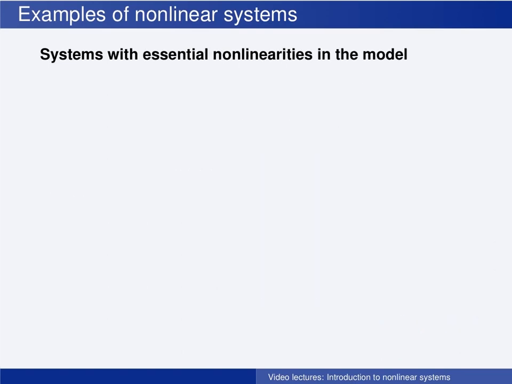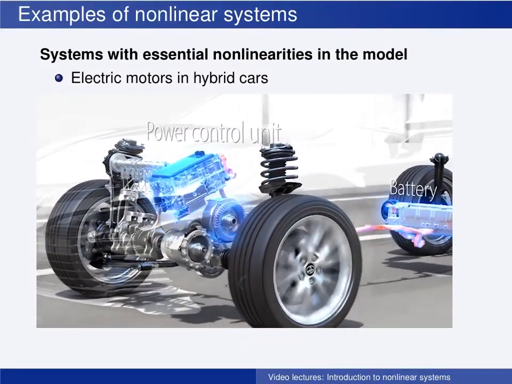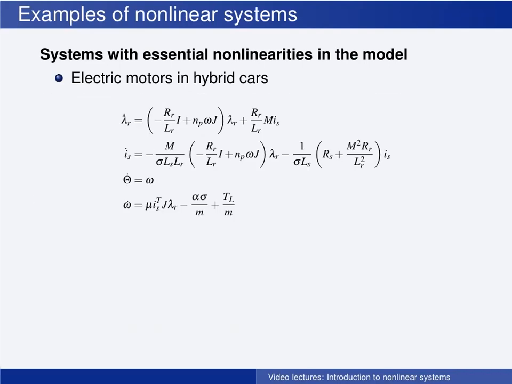For other systems, you may find when you model them that they can be linearized, but that the linear approximation will be a poor representation of the system because there are nonlinearities that are essential in the model and which disappear when linearizing. Take for instance electric motors in hybrid cars. Without going into the details of the model, you can notice that there are quadratic terms here, like here we have the state omega multiplied with the state lambda r. And if we linearize this model, these quadratic terms will disappear, and it can be shown that the resulting model will not give an adequate description of the motor behavior.